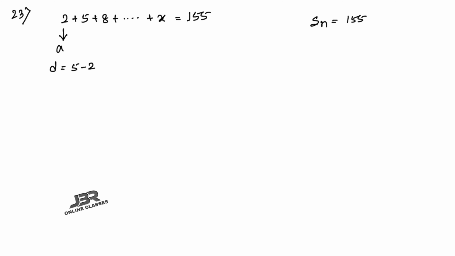Now the next one, sum number 23. Solve the equation 2 plus 5 plus 8 plus ... plus x equals 155. The left side is an AP series and the sum equals 155, that means Sn equals 155. From that series, a equals 2 and d equals 5 minus 2, that equals 3. And the last term, that means L equals x.